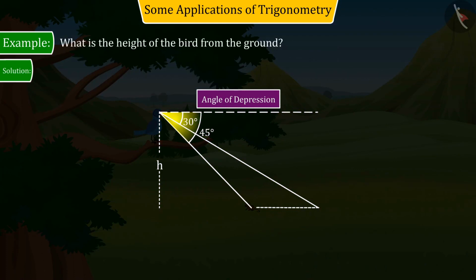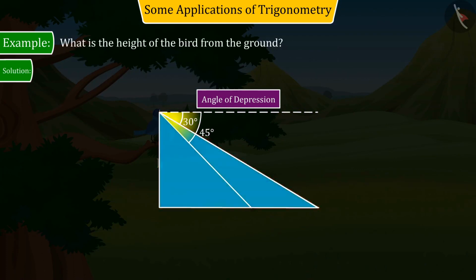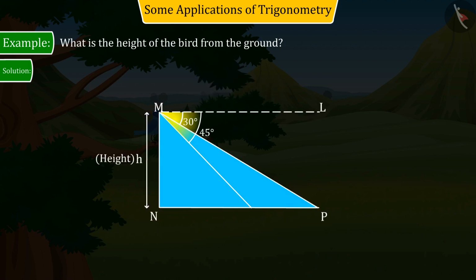With the help of the given information, let us construct the figure. Let MN be the height of the bird from the ground, denoted by h. And let's represent the first position where the rat is seated by point P. In that case, the angle of depression made by the line of sight and the horizontal line of the bird sitting on the branch is 30 degrees.